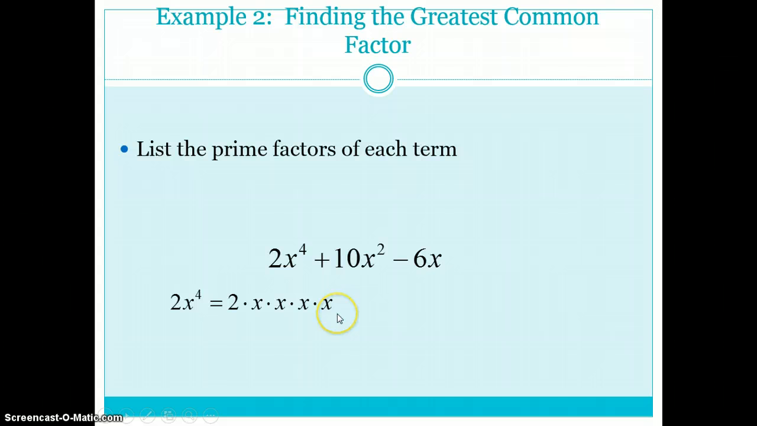Now, when you get good at these, which could be right away, you're not going to have to show all this work. And then plus 10x squared: 10 is 5 times 2, and x squared is x times x. All right. And then the last one, 6x is 3 times 2 times x.